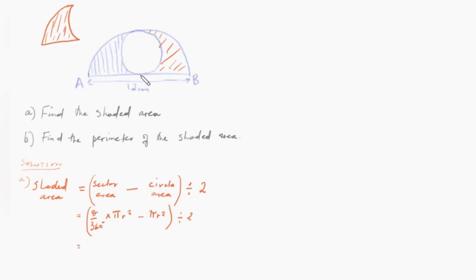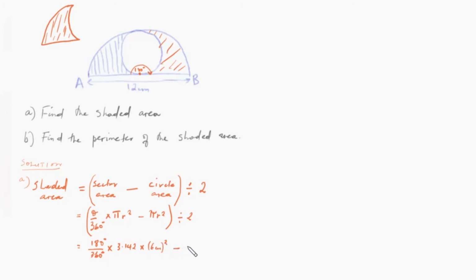The angle theta here is 180 degrees. All right, so we are going to have 180 degrees divided by 360 degrees, multiplied by 3.142, multiplied by r squared. The radius of that sector will be 6 because the diameter is 12.